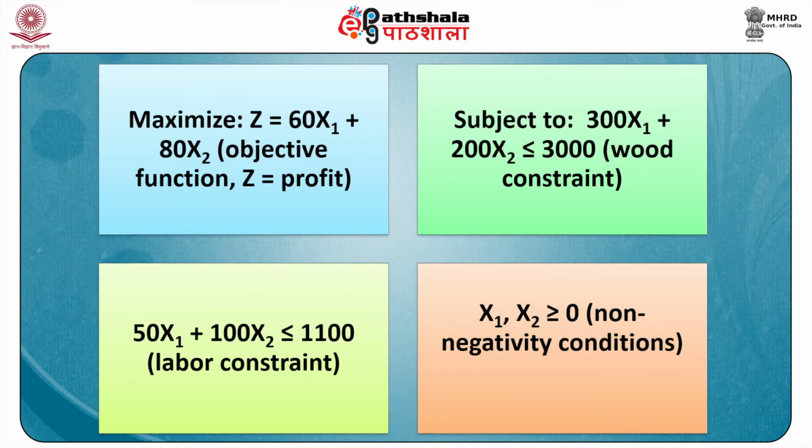Maximize z equals 60x1 plus 80x2. This is the objective function where z is the profit. Subject to 300x1 plus 200x2 less than or equal to 3000. This is the wood constraint. 50x1 plus 100x2 less than or equal to 1100. This is the labor constraint. x1 and x2 both being greater than or equal to 0. This is the non-negativity condition.